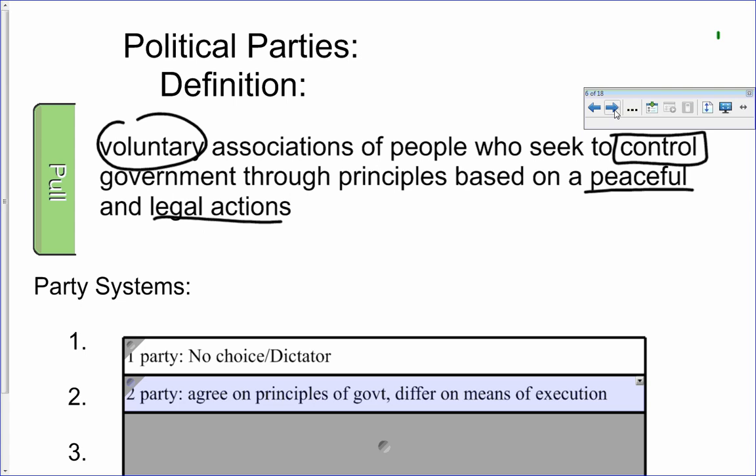So one party would prefer lethal injection, while the other one would prefer the gas chamber. Just kidding. I've been hanging around your teacher too long. That's just some bad humor there.